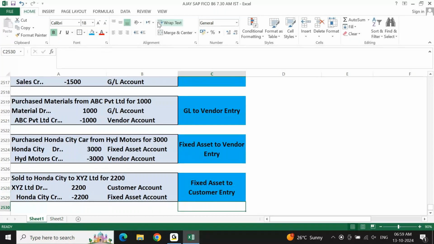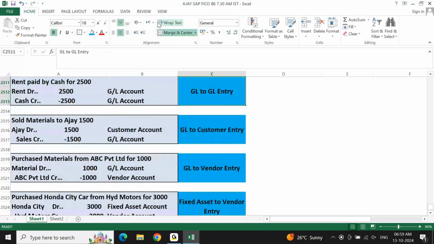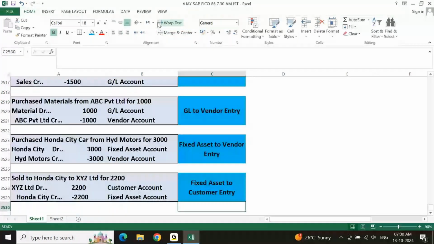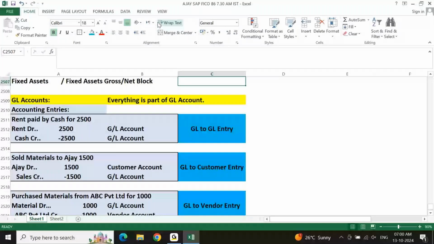Are these classifications clear? Why GL to GL entry? Why GL to customer? Why GL to vendor? Why asset to vendor? Why asset to customer? Are these clear? Yes, sir. Okay.